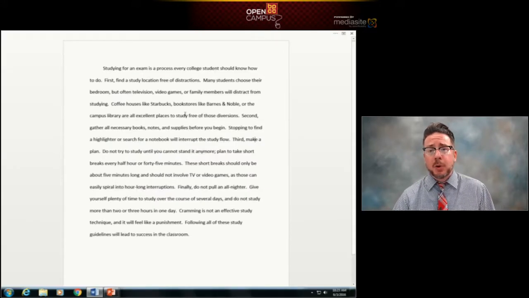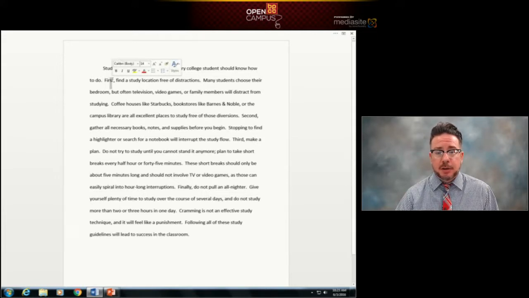Where is our first supporting point? It's right here in the second sentence. First, find a study location free of distraction. We did start out with a transition, the word first, so that makes it easy to find that first supporting point. Where's the next one? Well, it's labeled second, so that's easy enough to find. Highlight that. Second, gather all necessary books, notes, and supplies before we begin. What about third? Well, it's labeled third. Let's go ahead and highlight that.